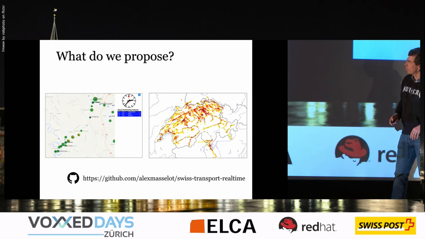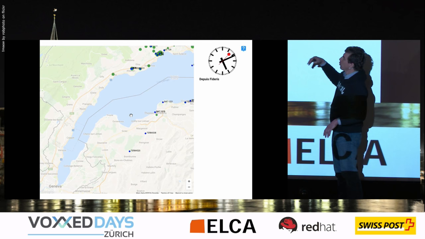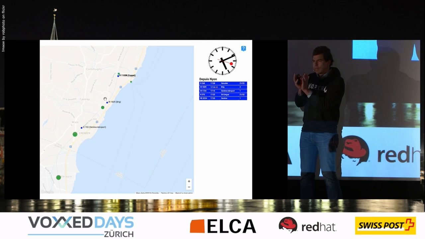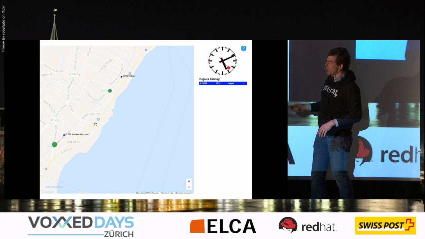So here is a map of Switzerland, so you can move in, and then you have the stations here. The bigger the station, the more trains will leave it. We have this quarter showing how many trains are late. If we zoom in, of course, we see the trains moving. So there is this whole interaction.